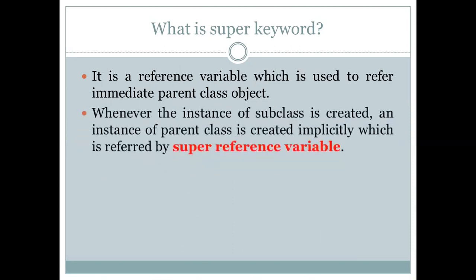Whenever the instance of the subclass is created, an instance of the parent class is created implicitly, and this is referred to by the super reference variable. All of us know that whenever the subclass instance is created, then implicitly, automatically, the parent class instance will be created. And if you want to refer to the parent class object that has been created implicitly, then we can make use of the super reference variable.